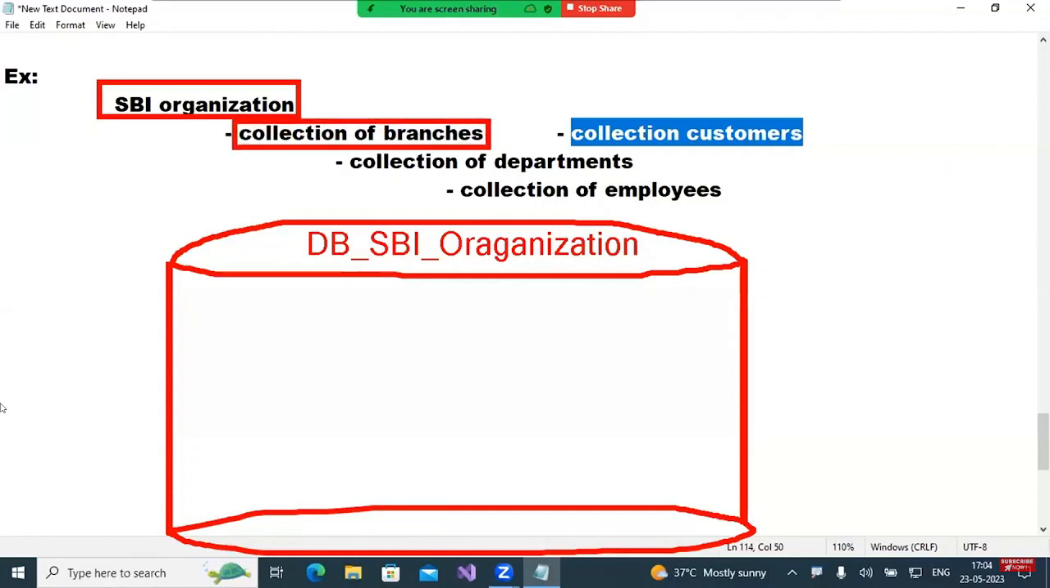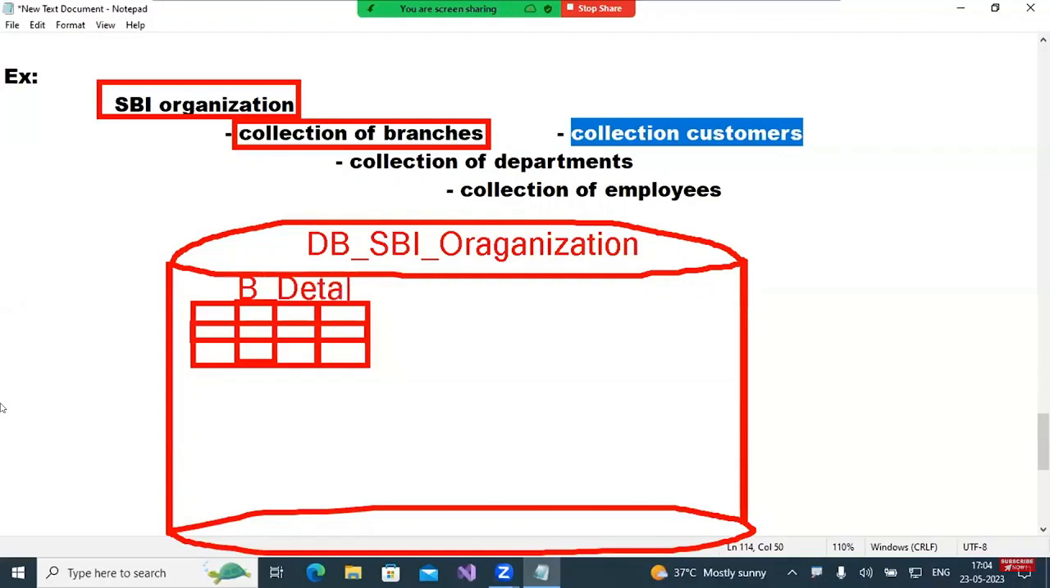But generally in databases, data or information can be stored in tabular format. So that's why I want to create or design one table. For which purpose do I have to create or design one table? For branches. So now I can say this is branch details. I'm writing it as a shortcut.